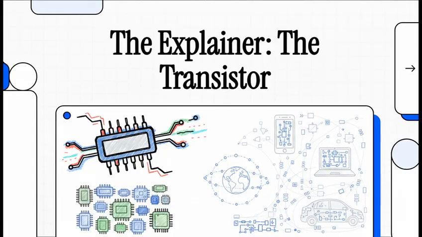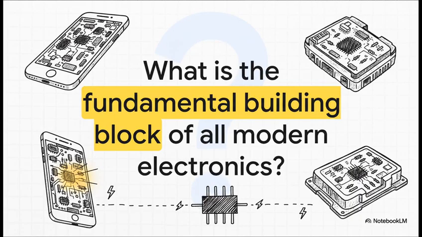Welcome to The Explainer. Today we're going to talk about what is, quite possibly, the single most important invention of the 20th century. It's a little device that is literally everywhere you look, but you can't see it at all. So let's start with a question. What's that one fundamental little piece of magic that powers everything? I mean, everything, from the phone in your hand to the computer in your car.